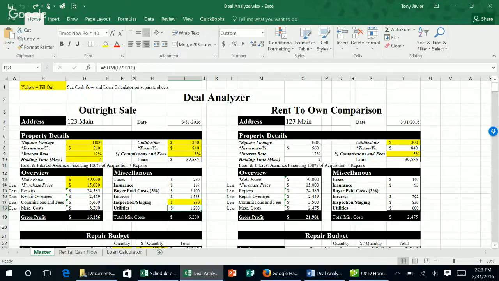Utilities for 4 months. Remember, you put the utilities up here. That'll auto-populate down at the bottom for 4 months. You get all of your miscellaneous costs, and again, they transfer over. So if you take your sale price minus your purchase price, minus your repairs, minus some oopsies for repair overages, commissions and fees, as we showed you here up top as a percentage, your miscellaneous costs, your holding costs, there is your bottom line profit.